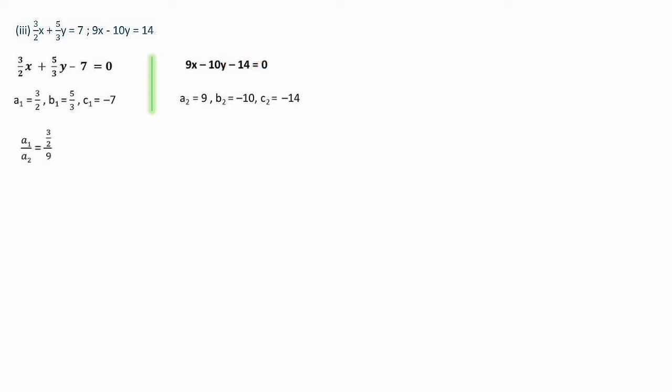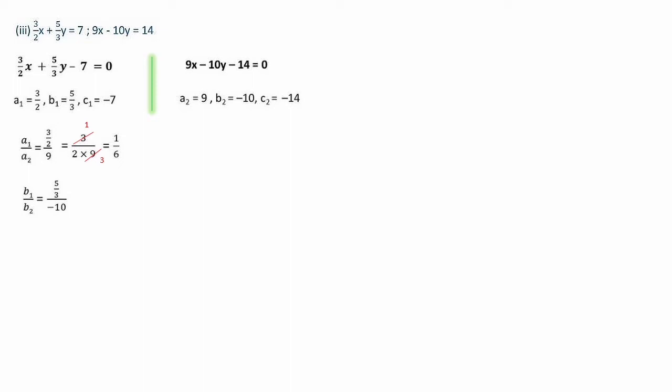Then let's go for a1 by a2. Here in the calculation you need to be careful because fractions are there. a1 is 3 by 2 divided by a2 is 9. So here the numerator is 3 by 2 and the denominator is 9. The calculation is quite simple. Take this denominator 2 and multiply with 9. So 3 by 2 into 9 will be coming. Here 3 and 9 we can cancel. That is 1 by 3. So the numerator is having only 1. The denominator is 2 into 3, 6. So 1 by 6 is the answer.